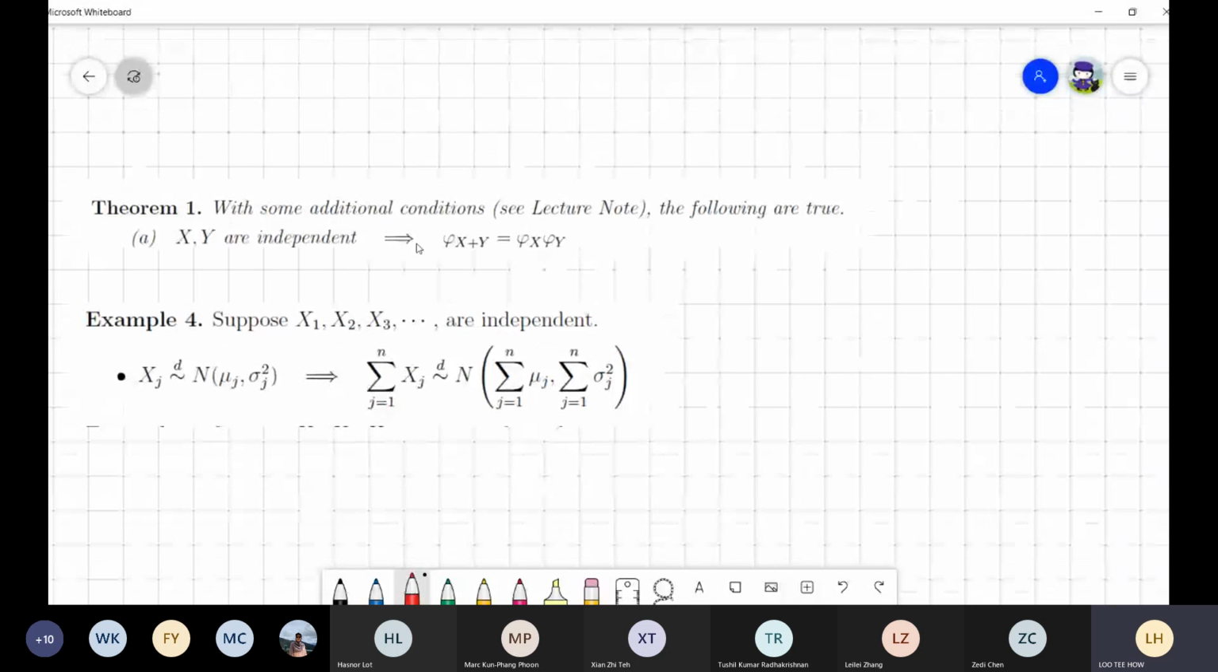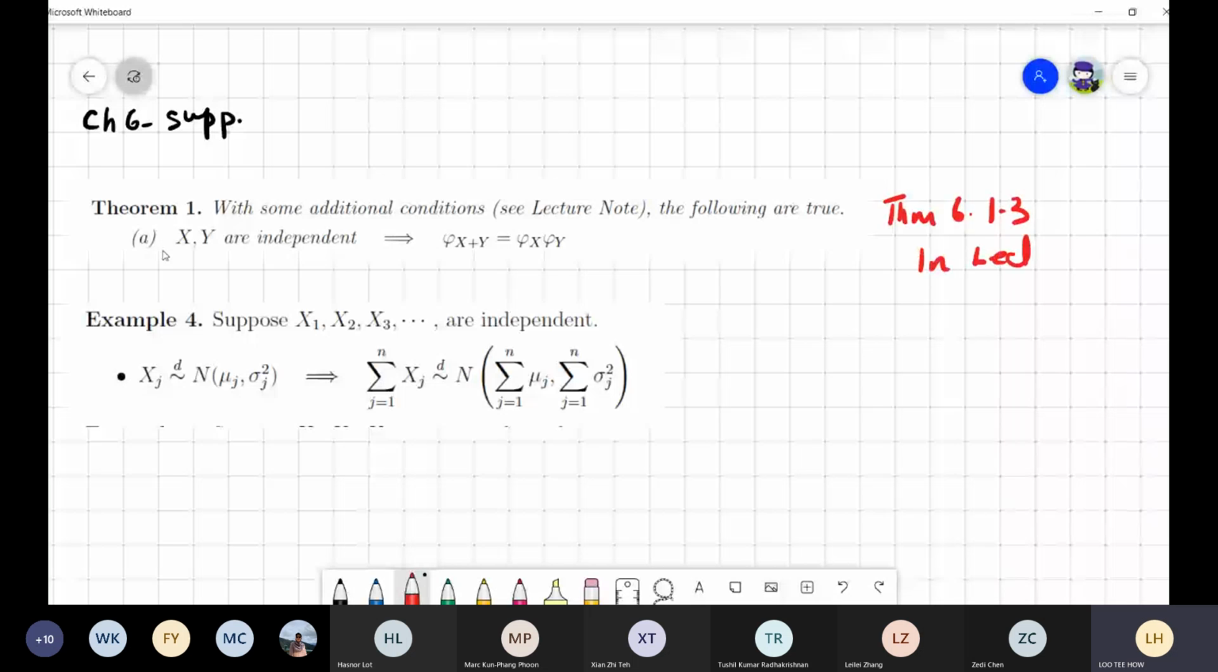Right, so again, this is theorem 1A, which I have displayed to you just now. We still refer back to this chapter 6 supplement. On page 1, first of all, we shall look at the application for this theorem 1A. By the way, this is actually theorem 6.1.3 in the lecture notes.